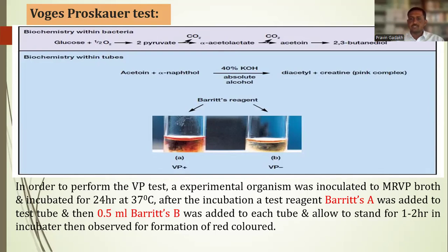On that basis, if a cherry colored ring forms in the case of the indole test, red color in the case of the MR test, and coffee color in the case of the VP test, we can determine that the tests are positive. In other words, if these colors are not found, we call the tests negative. So that is all about the VP test.